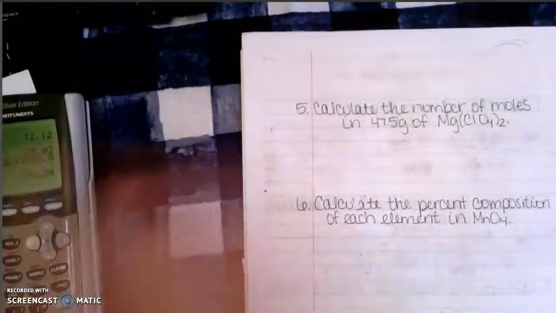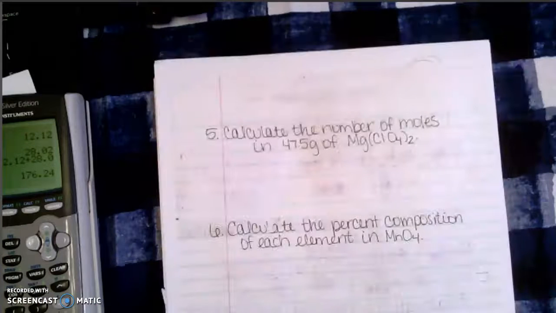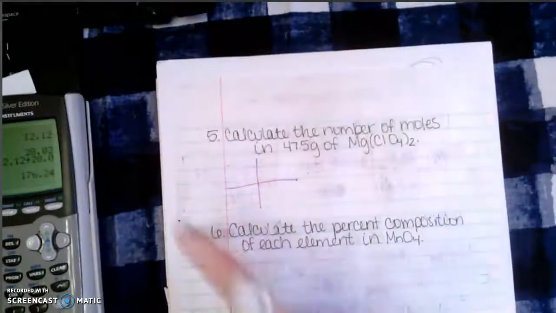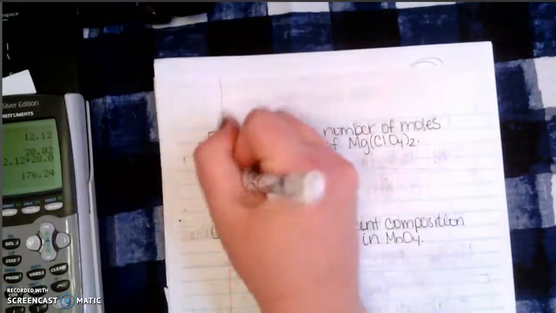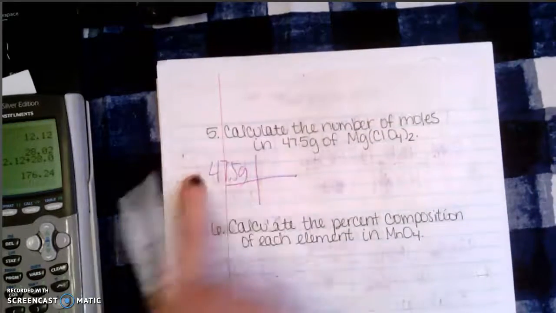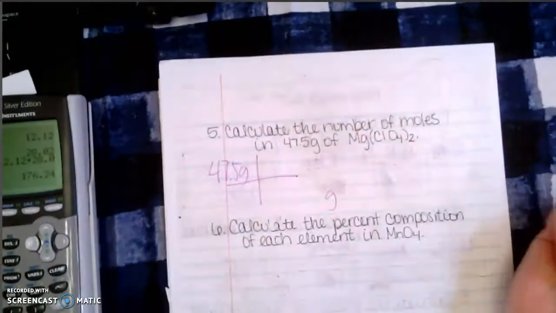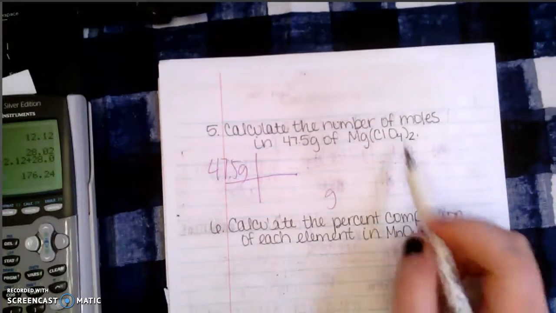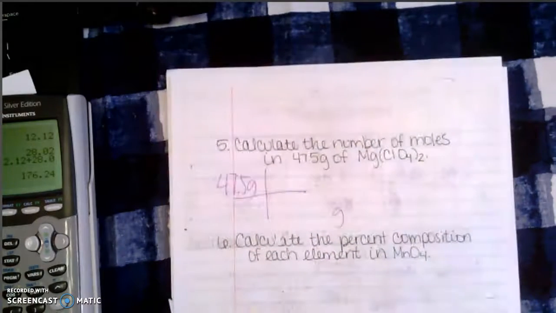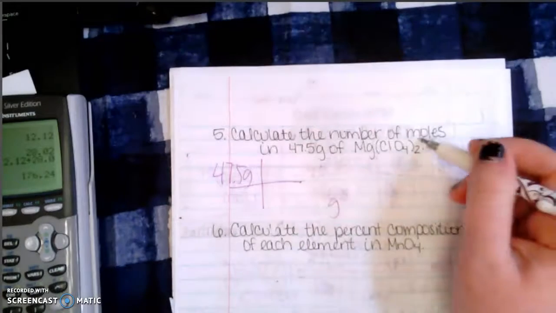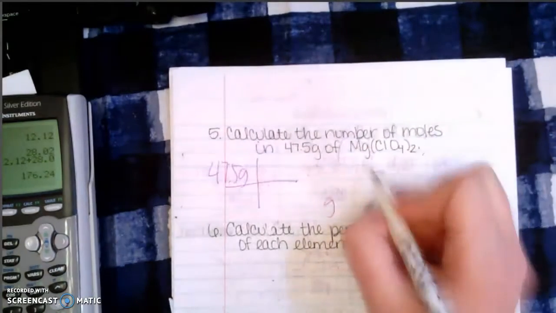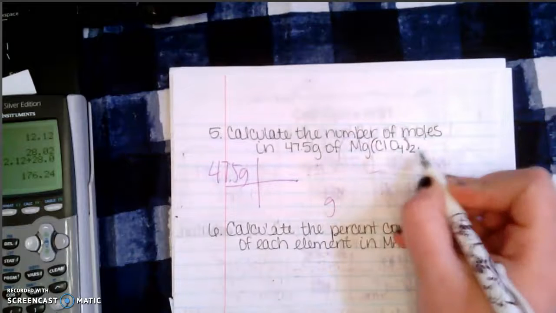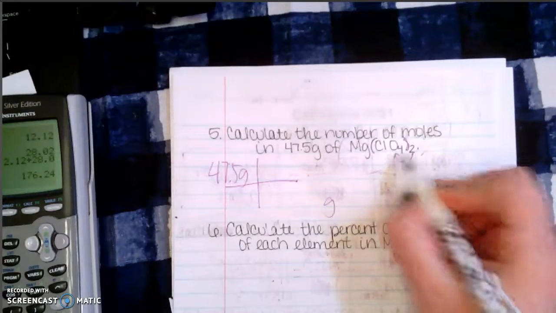Let's turn this over and do 2 more. Alright, so calculate the number of moles in 47.5 grams of Mg(ClO4)2. Okay, so I'm going to make my T-chart. I'm going to put the thing that I know up in the top left, which is 47.5 grams. If I have grams up here, I need to have grams down here. Okay, so I need to figure out the molar mass in grams of this.